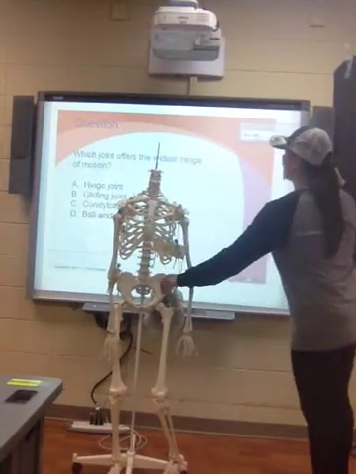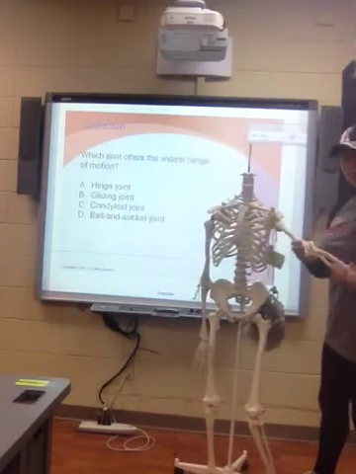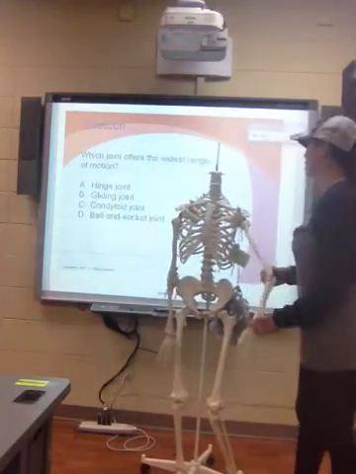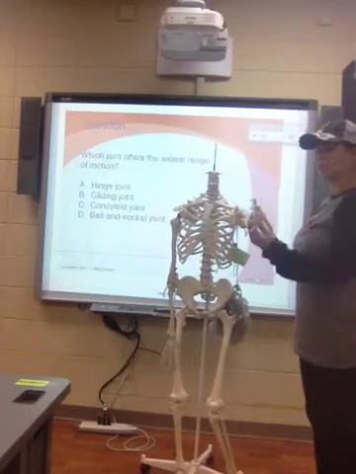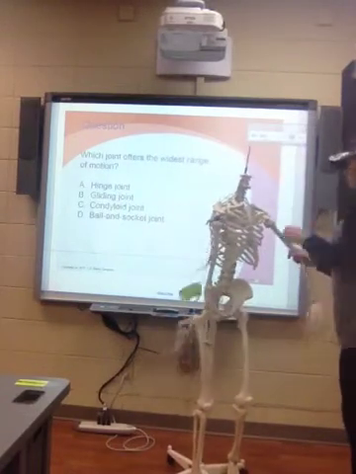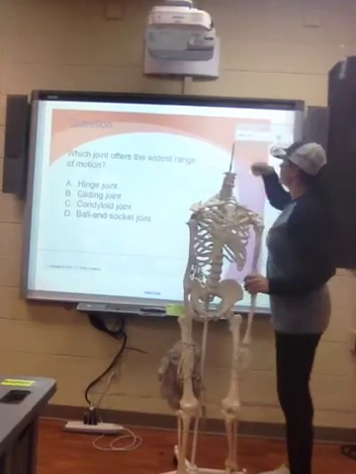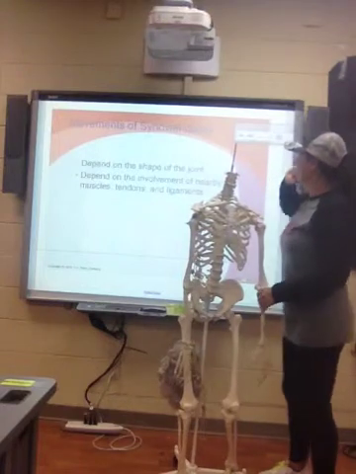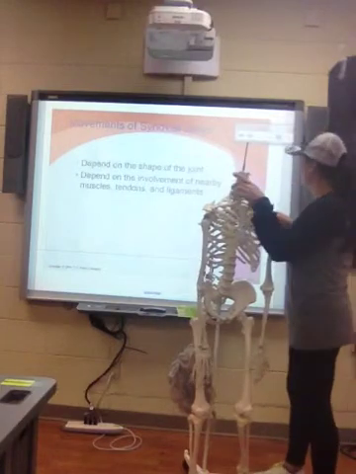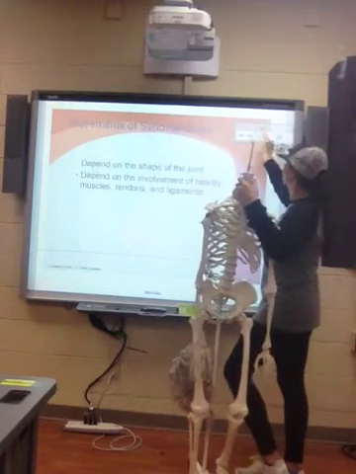So which joint offers the widest range of motion? Which type? A hinge joint. You got that motion there. Gliding joint, stepping in our tarsals in our feet. Condyloid joint, flexion, extension, and side to side. Or a ball and socket joint. Ball and socket can go all the way around. So yeah, D, ball and socket. Depending on how the joints are shaped, ball and socket obviously can go around and around compared to a hinge that will only go one way. The shape will tell you how much movement we're going to have in there.